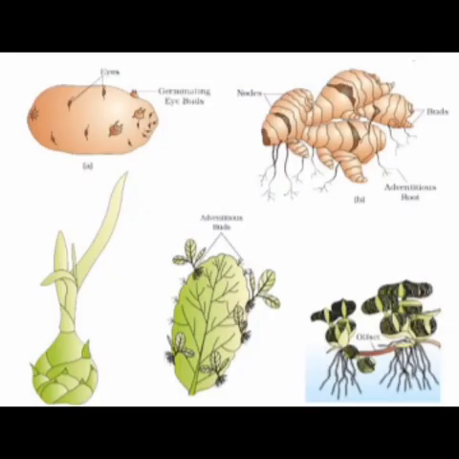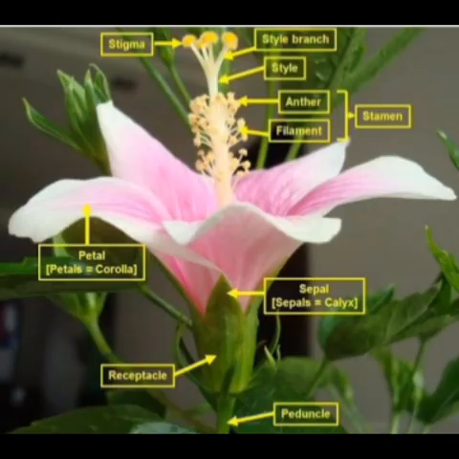In the last class, we were discussing the various types of asexual reproduction in plants. Today, we are going into the details of sexual reproduction. That is, the importance of a flower, its parts, types of flowers, what is pollination, types of pollination, and seed formation. Flowers are the reproductive parts of a plant.